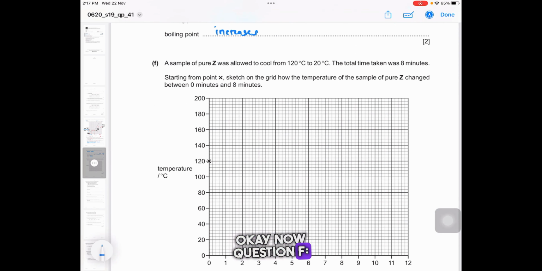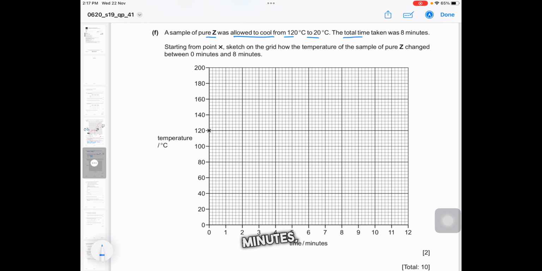Now question F. A sample of pure Z was allowed to cool from 120 to 20 degrees Celsius. The total time taken was 8 minutes, so 0 to 8 minutes. So from 120 to 20. 120 is the starting point X, and this is 20 degrees Celsius. Sketch on the grid how the temperature of the sample of pure Z changed between 0 and 8 minutes.